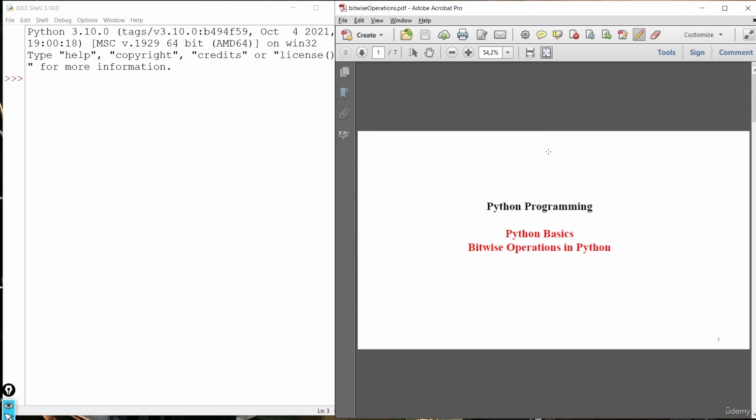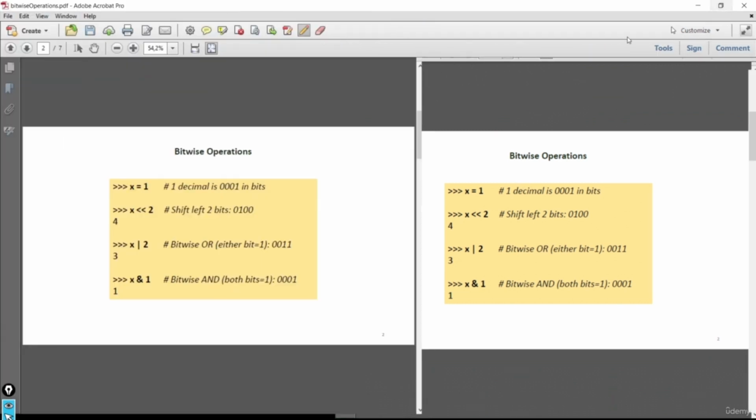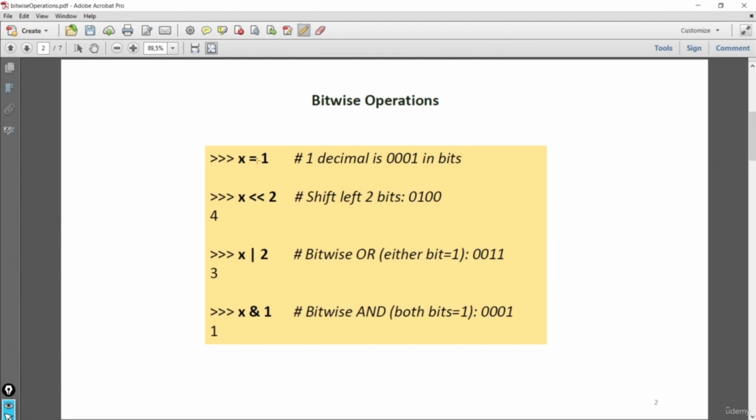In this lecture, I will explain the bitwise operations used in Python programming. Let's study the subject with some examples. Here I define a variable x, and 1 is the value of the variable. This is the shift left operation. If we convert 1 to binary, that is also 1.